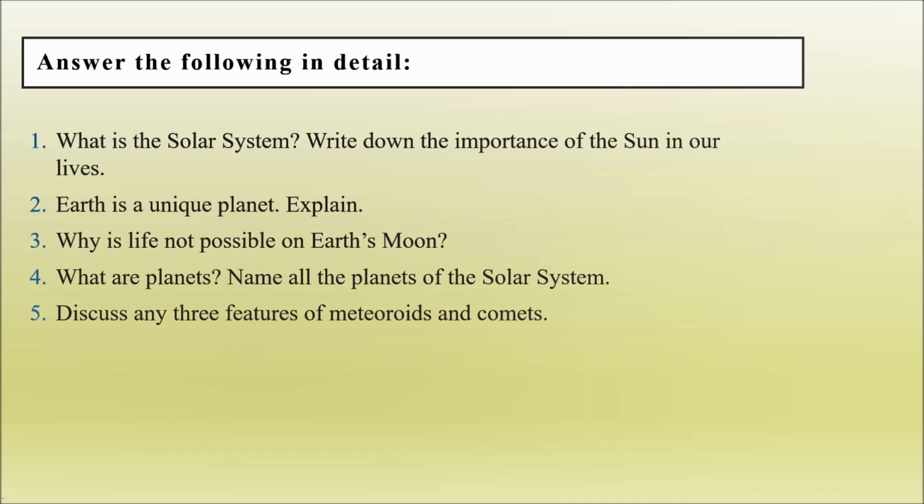Fifth question, discuss any 3 features of meteoroids and comets. Features of meteoroids are, they are small rocky pieces which float freely around the sun and sometimes when they enter the Earth's atmosphere, with friction they burn out and fall on the Earth and create a halo. Comets, they have a long shining tail which is formed by clumps of ice, gas and dust.